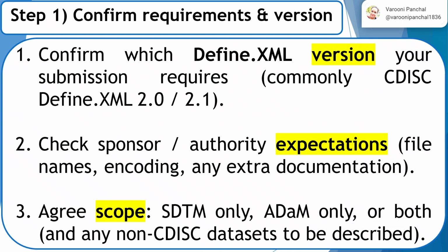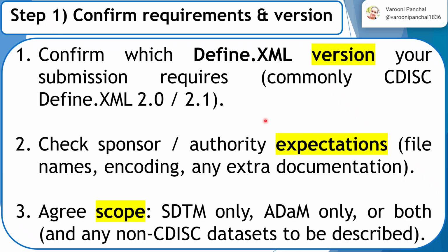Step 1. Confirm requirements and version. Confirm which Define.XML version your submission requires, commonly CDISC Define.XML 2.0 or 2.1. Check sponsor and authority expectations, file names, and coding, and any extra documentation. Agree scope: SDTM only, ADaM only, or both, and any non-CDISC datasets to be described.